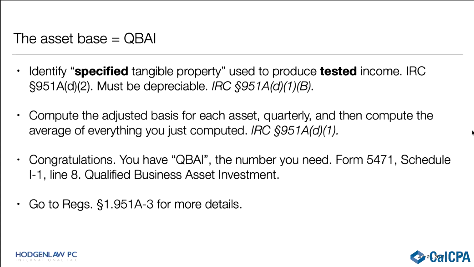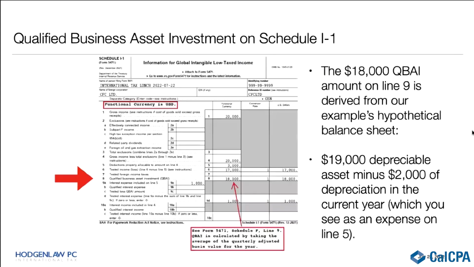So, for instance, when you look at Schedule F of Form 5471 in the example tax return I gave you, you'll see that there's $19,000 of depreciable assets, and we assumed $2,000 of assets in the current year. And so you just do simple head math, and you just say, well, if you spread that over the whole year equally, QBAI is $18,000. And so, hey, magic, line 8 is where QBAI comes in. Remember, up to this line, we have been talking about income statement, and now we're switching over to balance sheet calculations.